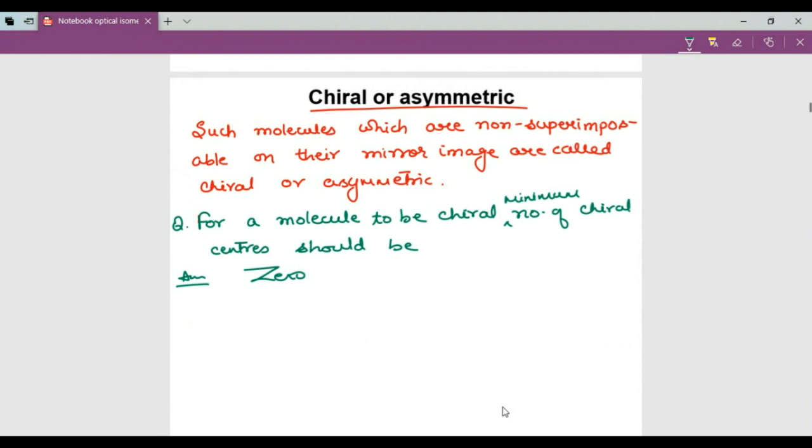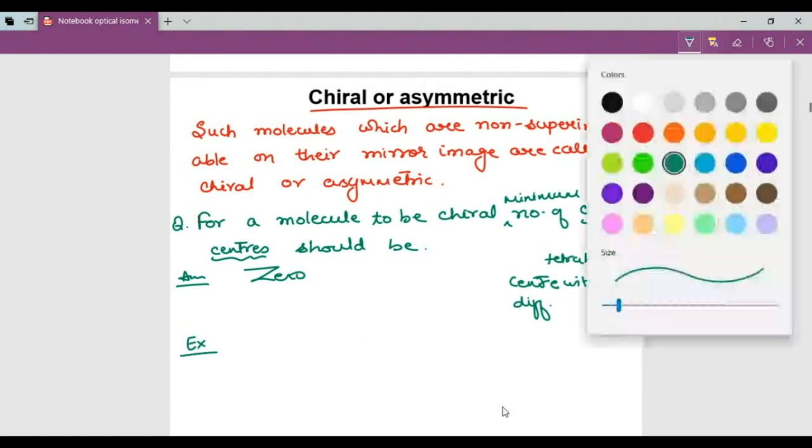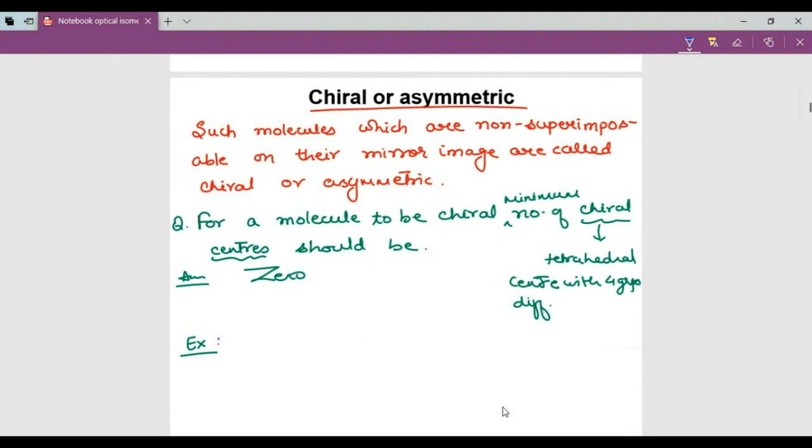Now, what is a chiral center? This term chiral center is a tetrahedral center with four different groups. So even if a molecule has no chiral center, it can still be chiral. Okay, let us take an example of this point. You know it already, but you might be forgetting.